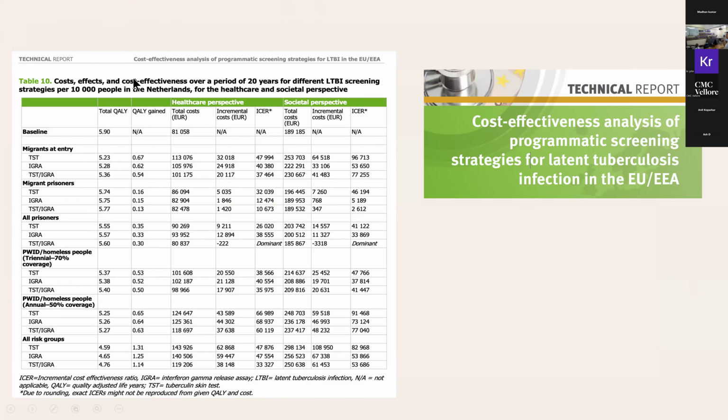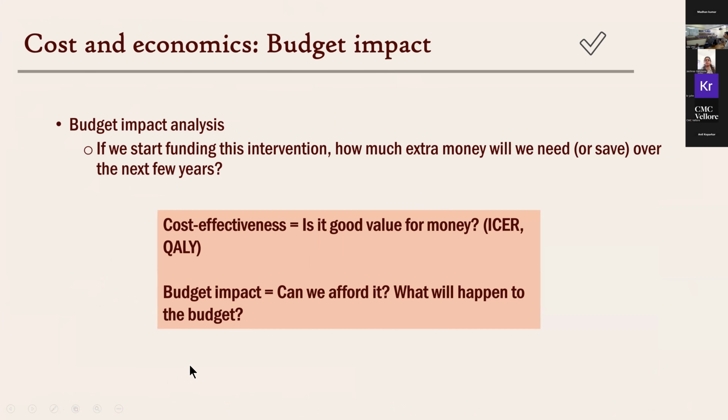So this is for the Netherlands. The Netherlands is willing to pay 80,000. If you look at IGRA, it was like 24,000, so well within what the Netherlands was willing to pay for this. That's just how you would look at it.